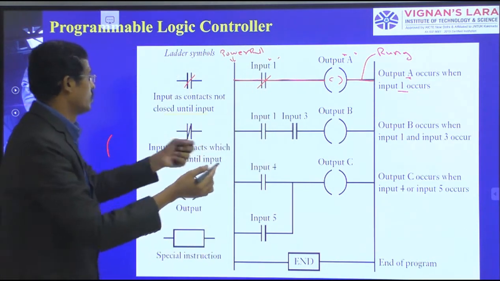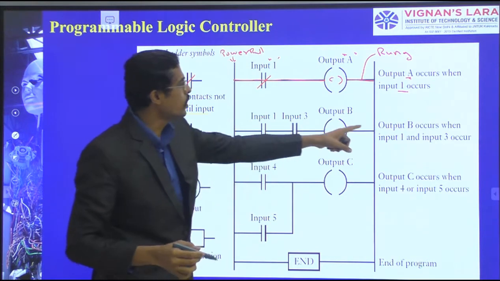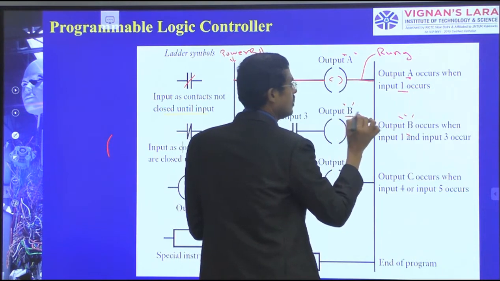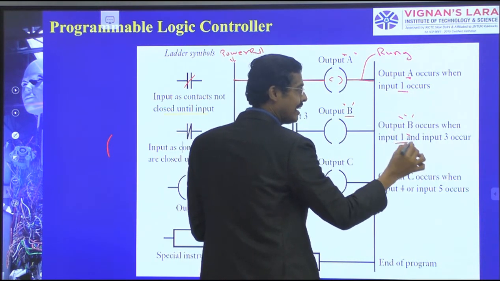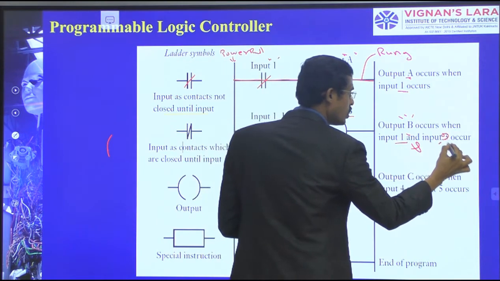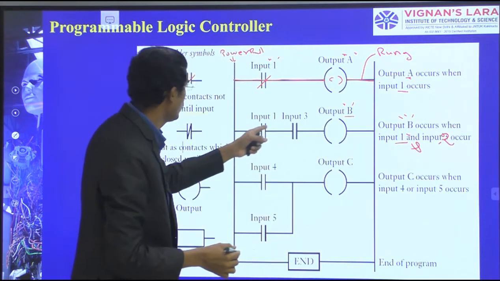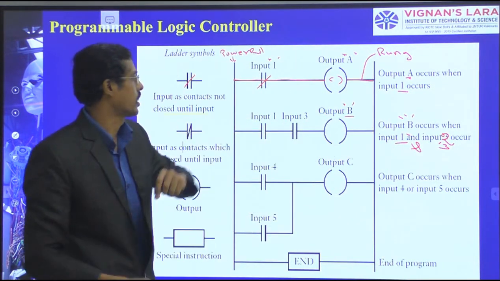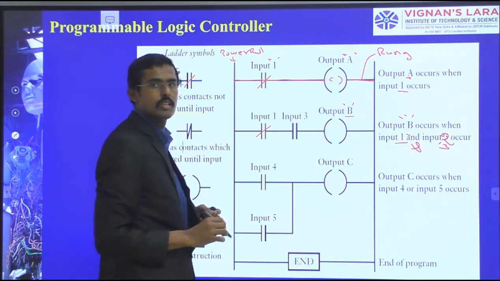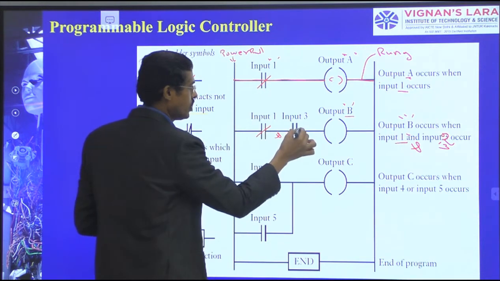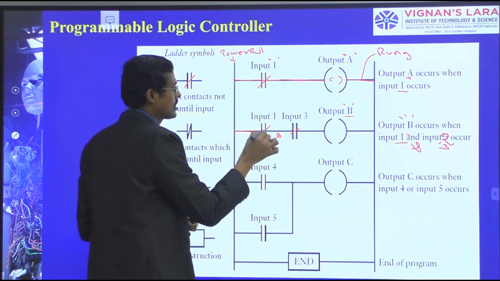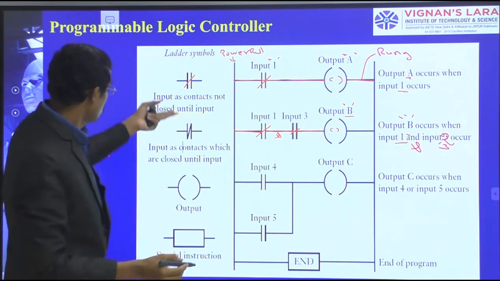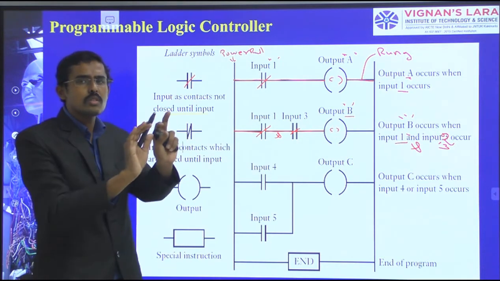This is one type. Now, here output B occurs when input 1 and input 2 are occurring. According to this diagram, this is mentioned as input 3, so we can keep it as it is. When input 1 is occurring and input 3 is occurring, the power supply goes to output B. So likewise, here you see, this is a normally closed contact.